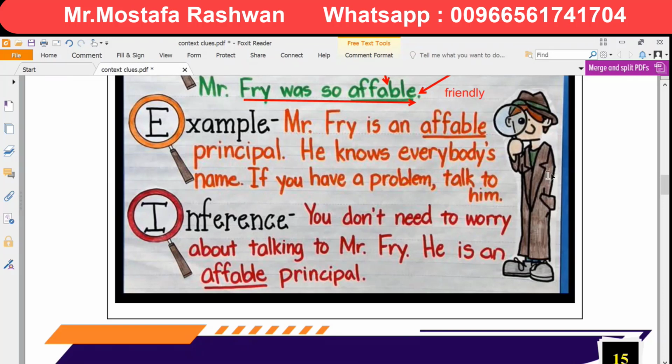What type of character can you talk to if you have a problem? Surely a kind, friendly character. And a character that knows everybody's name is a sociable character, always interacting, talking, joking, and having fun with people. So he gave me an example of the word affable: a character that knows everybody's name, and if you have a problem, talk to him.